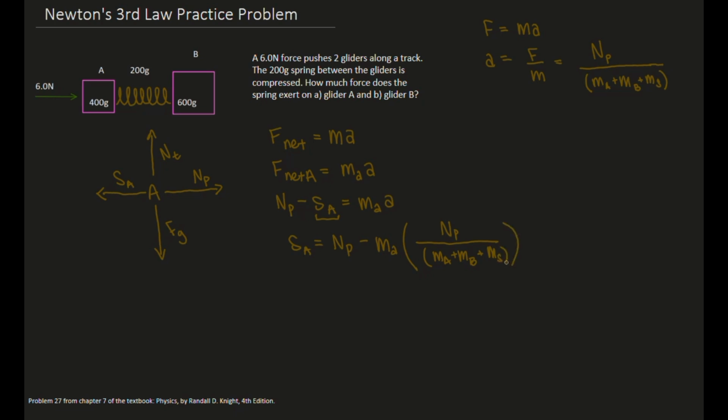I can calculate this, so I plug it all in my calculator. I get 6.0 newtons minus, everything should be in kilograms, not grams, so this is 0.4 kilograms, and that's 6.0 newtons divided by 0.4 kilograms plus 0.6 kilograms plus 0.2 kilograms, running out of space. And I should get that it is 4 newtons.